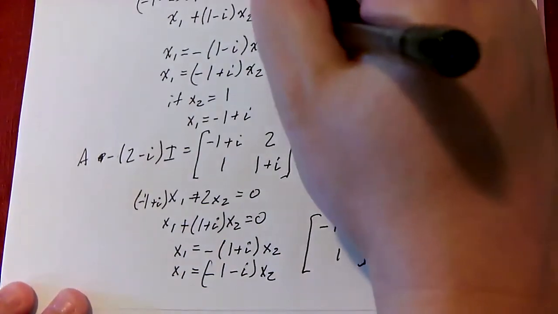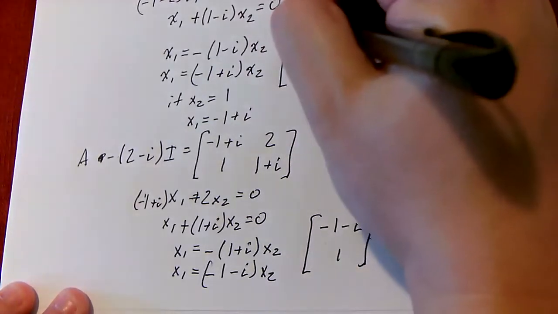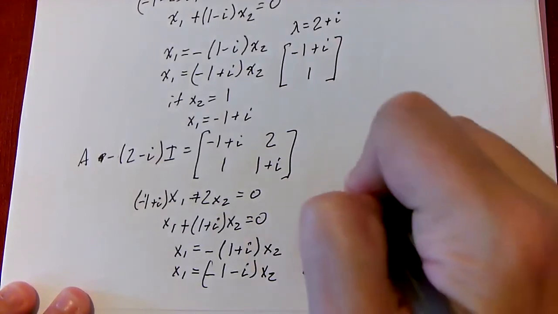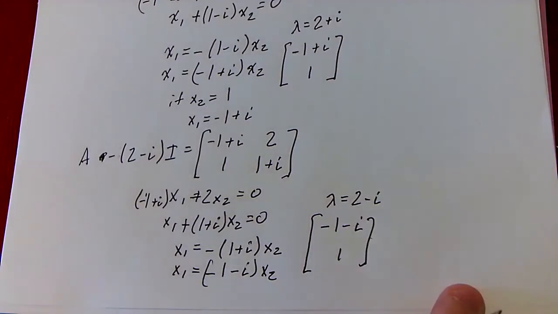Okay, so let's just be careful here. Let's note this was with lambda equals 2 plus i, and this was lambda equals 2 minus i. And so there's my complex eigenvalues and eigenvectors for that matrix.